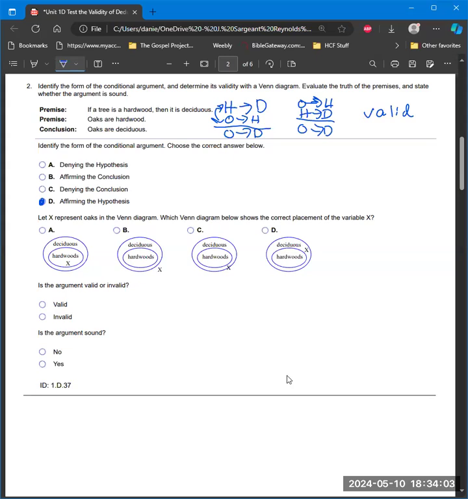And if it's an oak, then it's a hardwood. If it's a hardwood, then it's deciduous. So hardwoods are a subset of deciduous, and the oak, which is the X here, is inside the hardwood, so it's deciduous. So that's A. As I already said, this is valid. And is it sound? Yes, because all the premises are true.